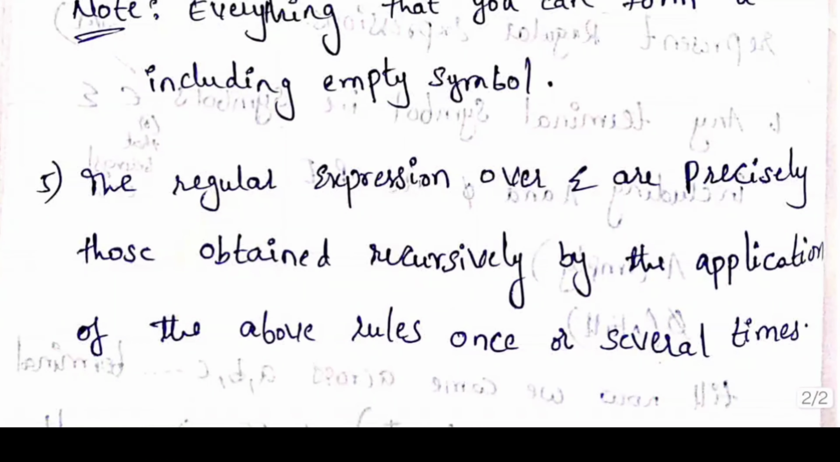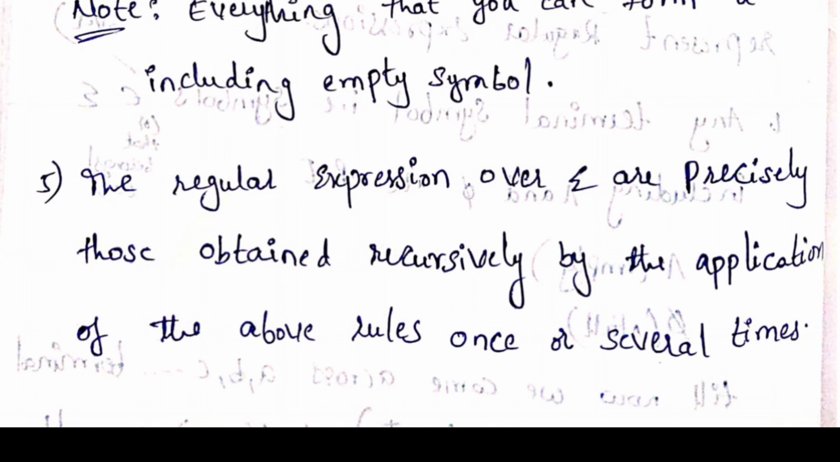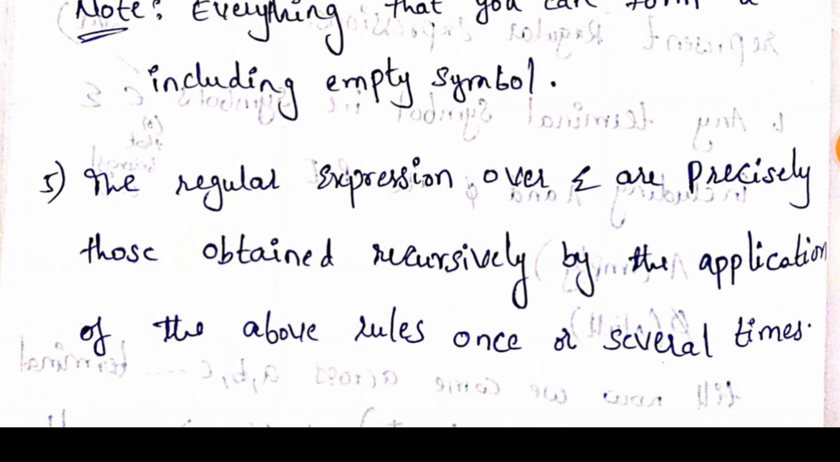And the fifth rule is that the regular expressions over sigma are precisely those obtained recursively by the application of the above rules once or several times. These are the 5 rules for the regular expressions.